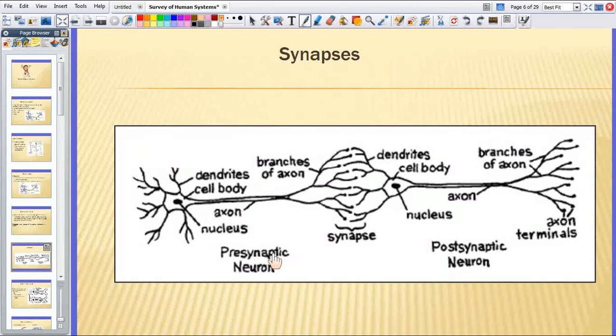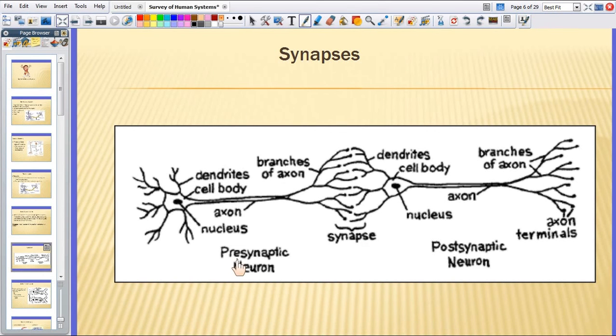In the previous slide, I mentioned that information is passed from one neuron to another. In order for that to happen, it must pass through the synapse. The synapse is a tiny gap between the dendrites of one neuron and the dendrites of another neuron, or between the dendrites of a neuron and the dendrites of a cell.